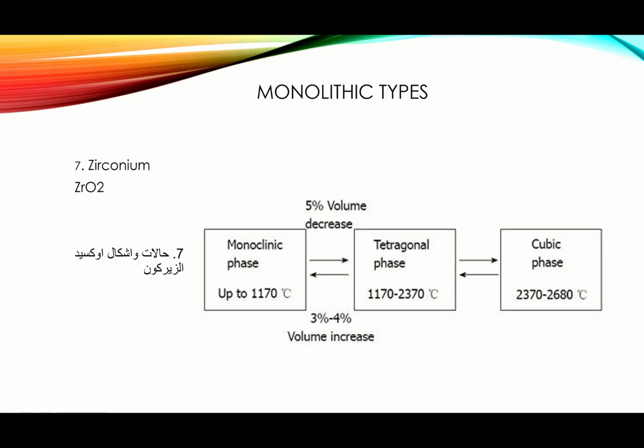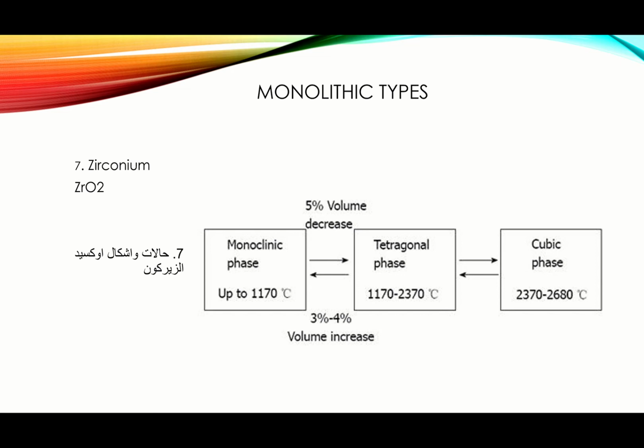So you heat it up, it changes. With these changes, there's a change of volume too. It increases 3 to 4% from monoclinic to tetragonal when you heat it up. You cool it down, it goes back from tetragonal to monoclinic, losing 5% of volume, all right? Now this doesn't concern us because it's calculated by the CAD/CAM machine, and it's all compensated for, and we don't have to worry about it.